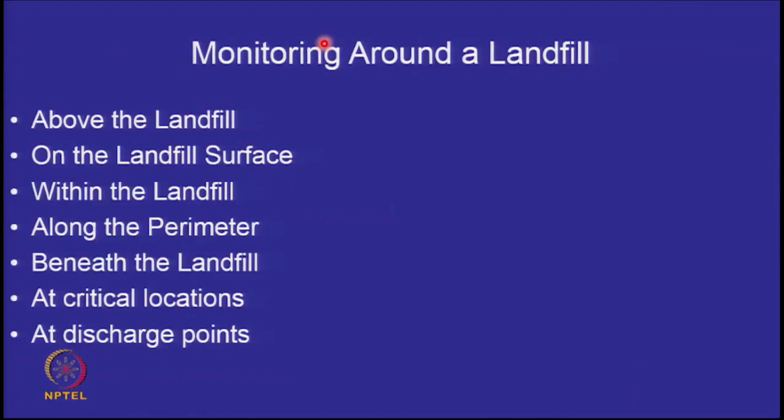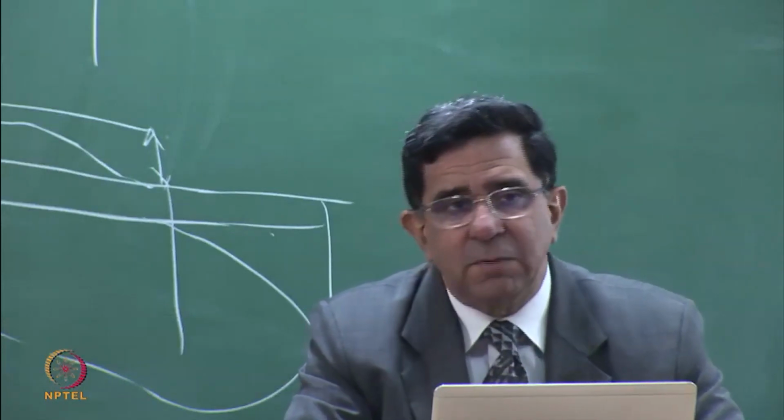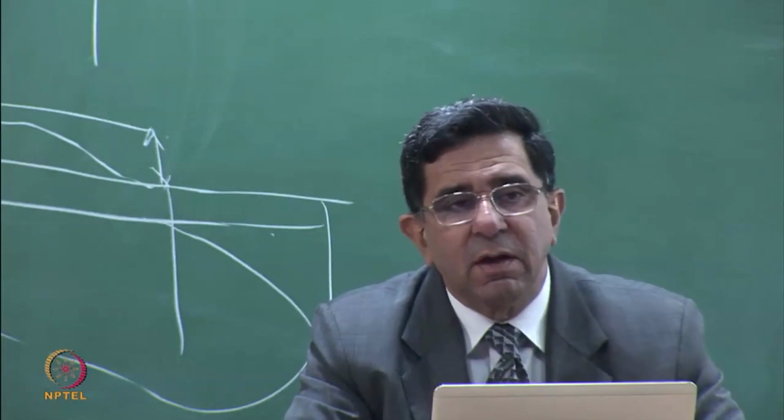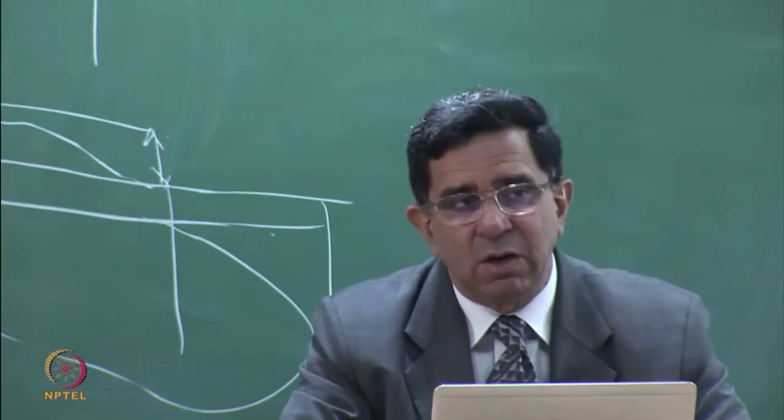So as I said, these are the various locations in which you have to monitor: above the landfill, on the landfill surface, within the landfill, along the perimeter, beneath the landfill, at critical locations, at discharge points. What are the critical locations in a landfill? Especially if I am talking of subsurface contamination. What do you think is a critical location where leakage is likely to occur in a landfill?